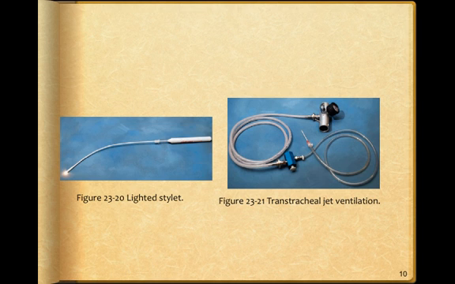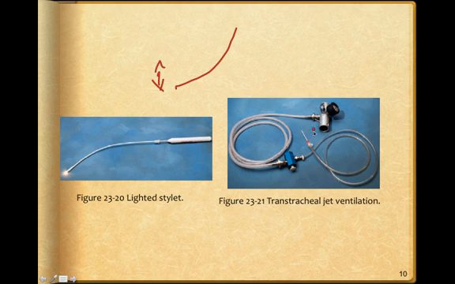A lighted stylet gives us the ability to run down a stylet, and in between the thyroid and the first cricoid ring, there's a cricothyroid membrane. So if we have it in the right location, we will actually see light being emitted from the middle of the throat.